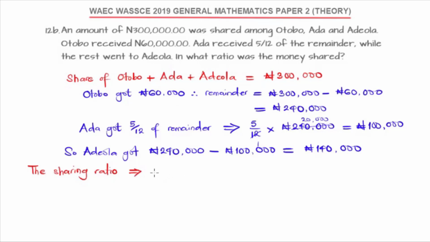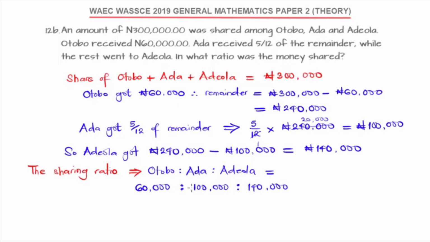So the sharing ratio will just be Otobo ratio Ada ratio Adeola. You just need to bring in the amount that each one of them got, and we just find how we can divide them to the barest minimum, and that will give us our ratio. So this will give us 60,000 naira for Otobo, 100,000 naira for Ada, and 140,000 naira for Adeola.